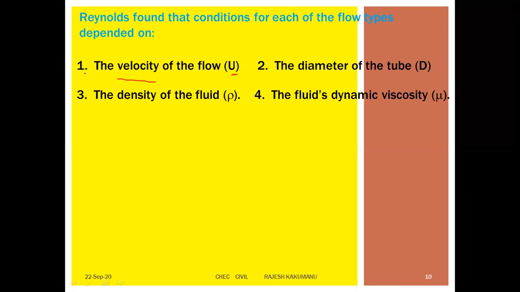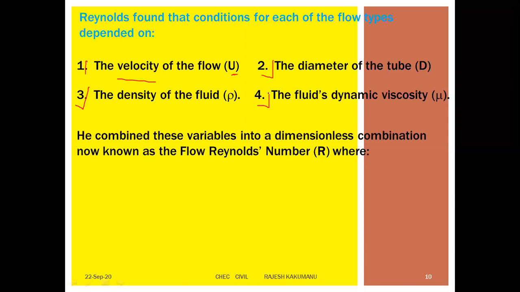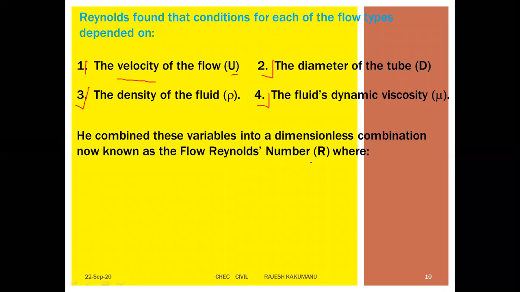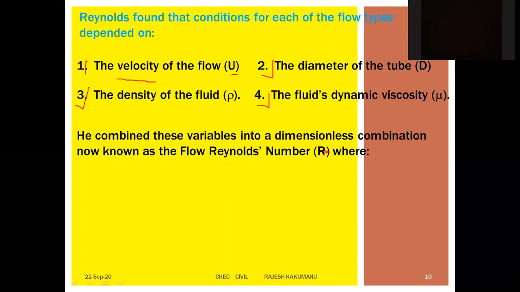The first one is what is the condition? Velocity of the flow. The second condition is the diameter of the tube. The third condition is the density of the fluid. The fourth condition is the fluid's dynamic viscosity. Okay na? Yes. He combined all these variables into a dimensionless combination known as the flow Reynolds number. So కొన్ని books లో R ఉంది, కొన్ని books లో RE ఉంది. Don't get confused. R అన్న RE అన్న సేమ్.